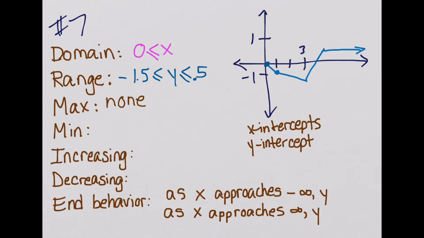Say none. Now the minimum point is going to be where it's decreasing on one side and increasing on the other. In other words, the bottom of a valley. And we do have that in this case. The minimum point for us is at 3 and -1.5.